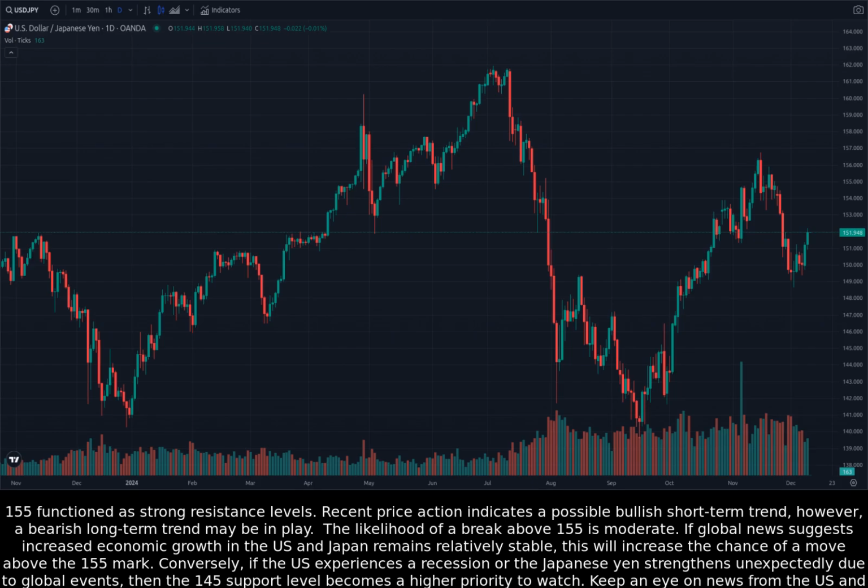If global news suggests increased economic growth in the US and Japan remains relatively stable, this will increase the chance of a move above the 155 mark. Conversely, if the US experiences a recession or the Japanese yen strengthens unexpectedly due to global events, then the 145 support level becomes a higher priority to watch. Keep an eye on news from the US and Japan and the 145 and 150 levels for confirmation of future trends.